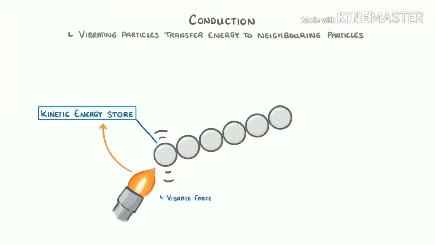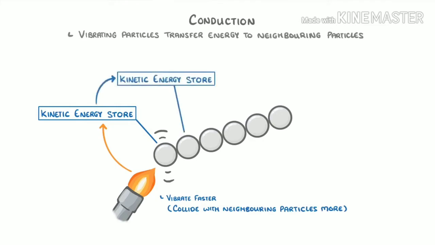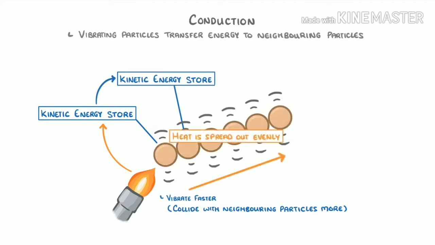This causes the particles to vibrate faster, and so they collide with their neighboring particles more often and with more energy. As the collisions transfer kinetic energy, the neighbors also vibrate faster and collide more with their neighbors. And as this process repeats, energy is passed along the piece of metal until in the end, the heat is spread out evenly and it will be pretty much the same temperature everywhere.